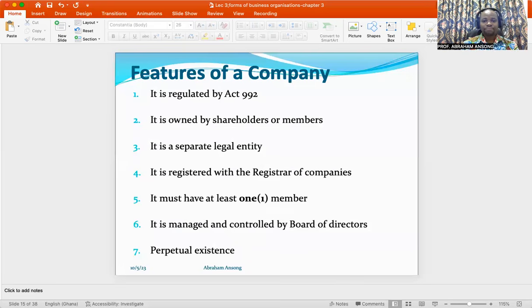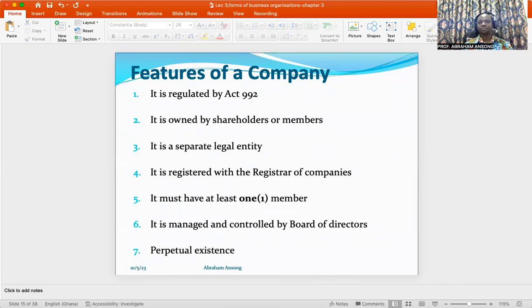So, features of a company: it is regulated by Act 992. That is the new law that regulates companies in Ghana. It is owned by shareholders or members. This is a general kind of statement, but if you go into company law properly, a company is not owned by shareholders or even the members that came together to form it. But in everyday explanation, ownership is used advisedly here.